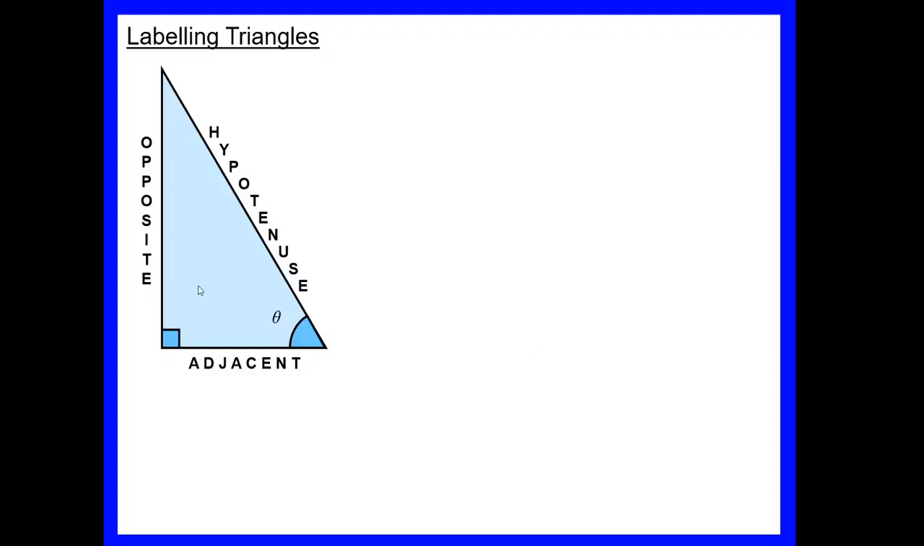So let's start with this one then. We've got our hypotenuse, which is opposite our right angle. Hypotenuse we should be most familiar with. It's our longest side. The other two sides are labelled depending on the angle that we're interested in. At the moment we're interested in this angle here. If we go across from that angle to the opposite side, we've called that opposite. And the one next to it, the one that's touching it, is called adjacent.